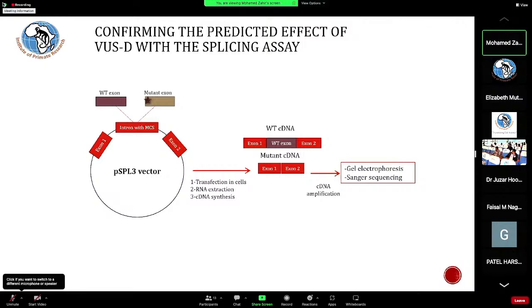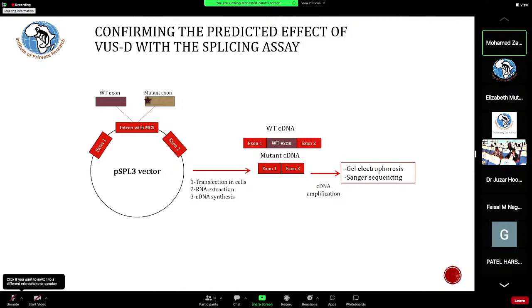When we talk about the predicted effect of the group of variants with the splicing assay, we use the PSPL3 vector, which is basically a plasmid in which you can easily clone in your wild-type exon, or you can clone in your mutant exon, which has the mutation, and then look at the expression by transfecting these in the cells. We extract RNA, we do cDNA synthesis, and then we do cDNA amplification and check it either on gel electrophoresis and then later confirm it on a Sanger sequence.